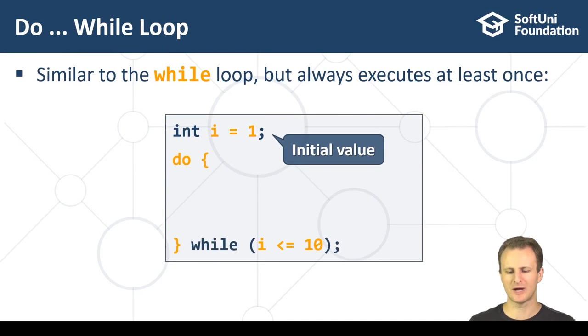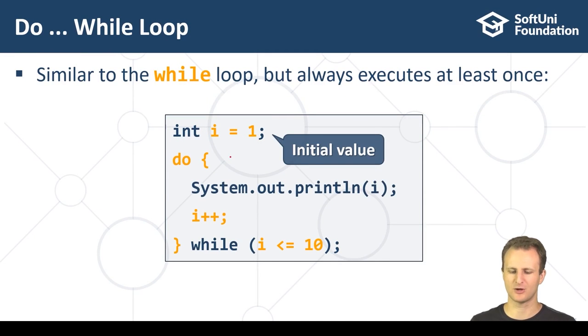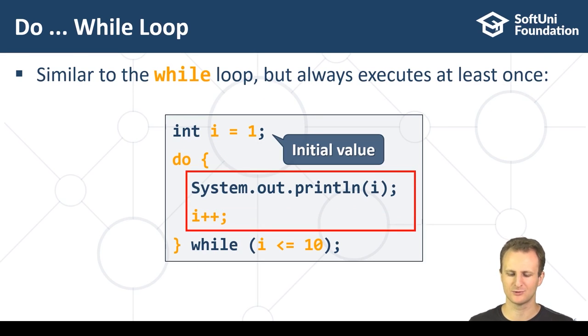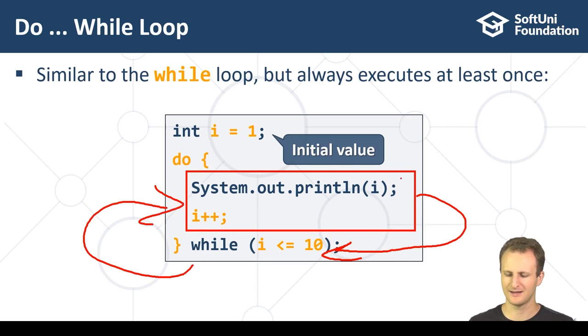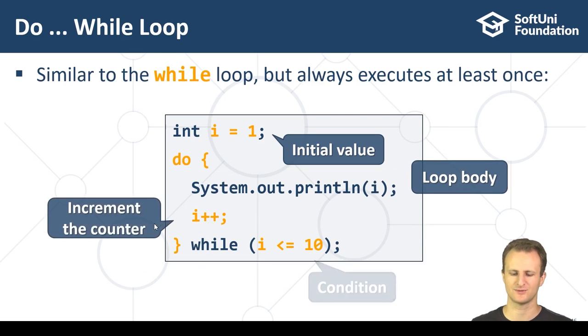Okay, and the do while loop is just something that does operations regardless. So it's the same as a while loop, but it always executes at least once, and then it checks, and then it executes again, and then it checks and executes again and checks and so on. Whereas the while loop first checks and then executes.